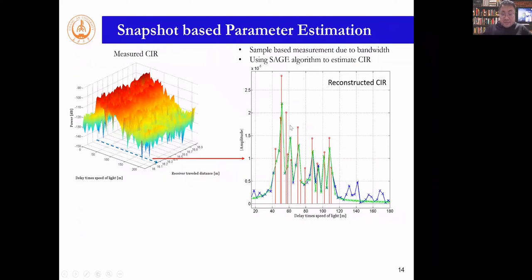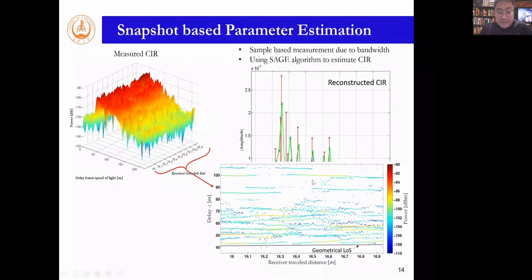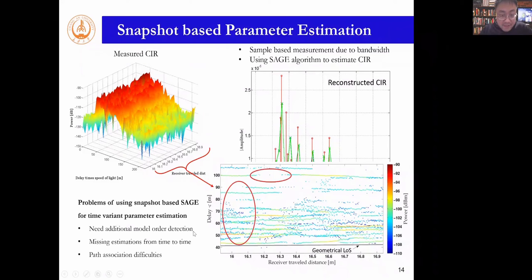According to the estimation, we can reconstruct the band-limited version of the measured channel impulse response, shown by the green curve. What we can see is that for the high-power parts, it performs very well, right? For the lower part, because these are mostly noise samples, we don't consider this part. Now, if we go one step further, if we look at all these measured channel impulse responses and apply the SAGE algorithm to every measured sample, then we obtain this kind of plot, like a cloud, as you can see. So we have some problems here.